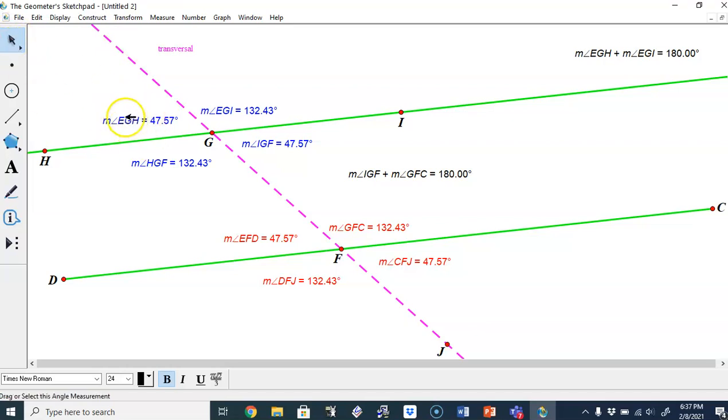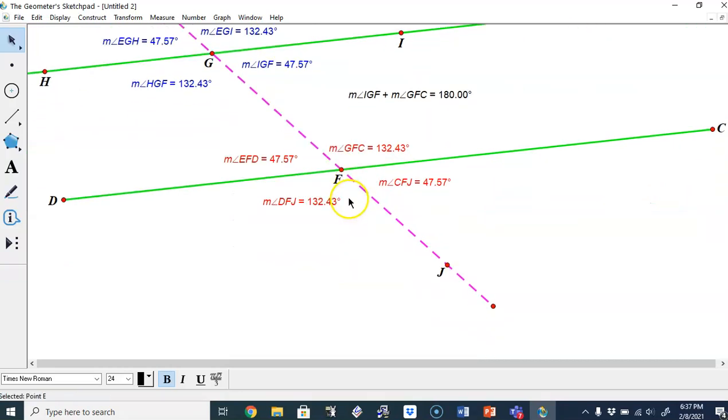So if you start in this upper hand corner, you jump across, that one's the same. Then you jump across the transversal, that one's the same. And then you jump through here. Right? So if this is 47, then 47, 47, 47. If you know this is 47, you can figure out this one because you know they add to 180, and then you do the same thing. Zig, zag through. It's very convenient.